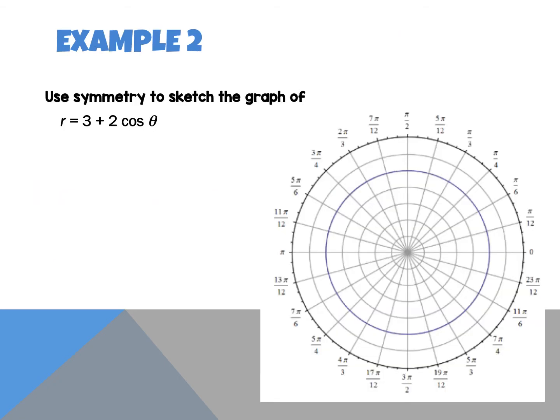Okay, so this one, again, we're given an equation. We don't know what it's going to look like yet, but it says to use symmetry to sketch the graph of it. So when I look at this equation, the quick test tells me it's going to have what kind of symmetry? Yep, polar axis. So polar axis symmetry. Thanks, Matt.